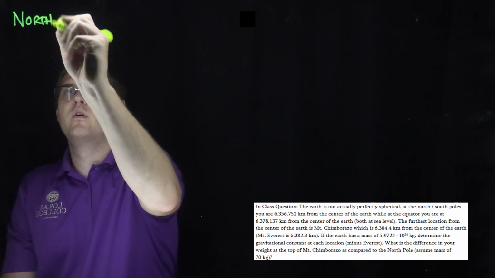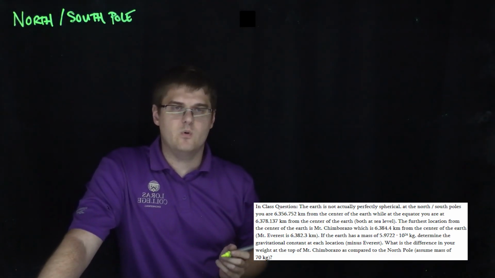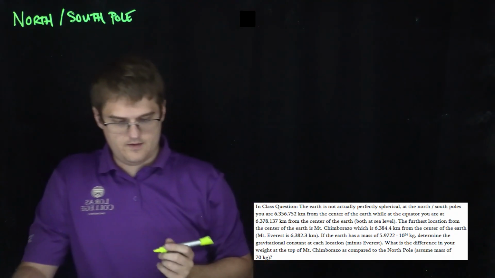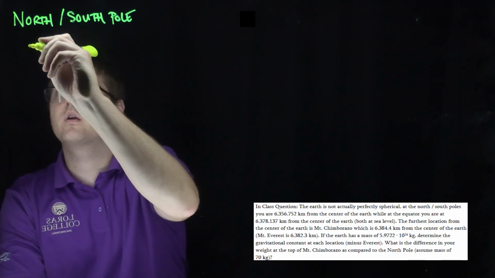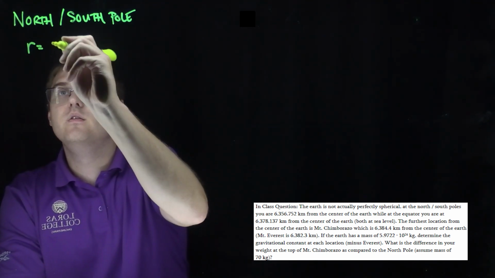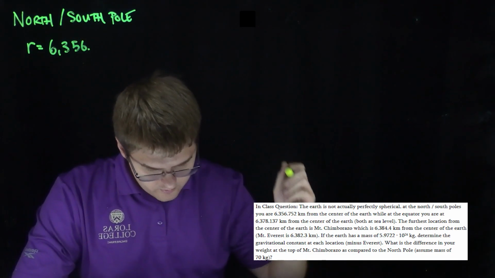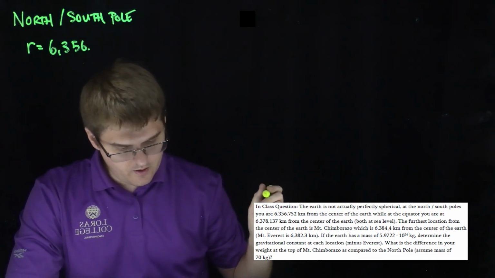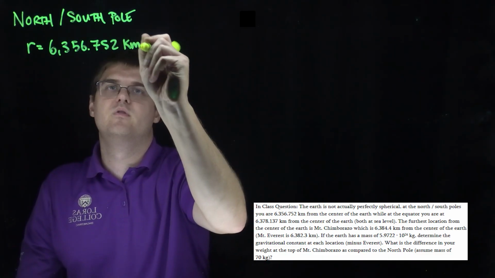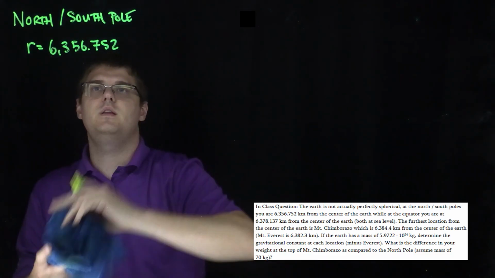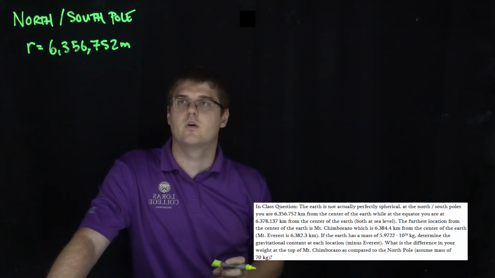So we're told that if you are standing at the North or South Pole, you are a distance of 6,356.752 kilometers, which means that I can go ahead and change this immediately to meters, because we're going to be working in meters, away from the center of the Earth.